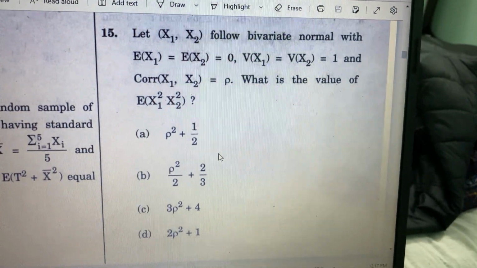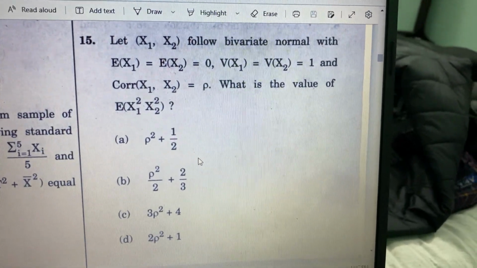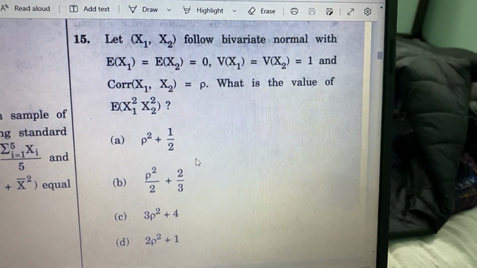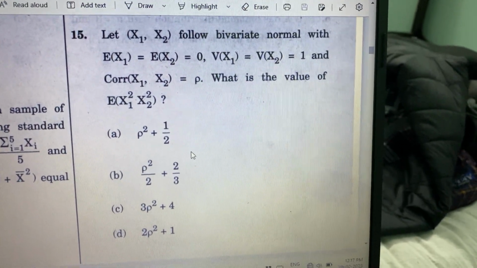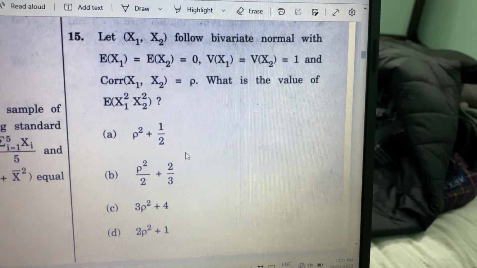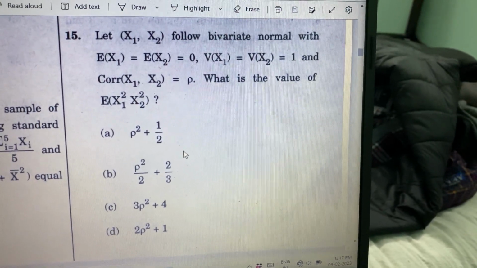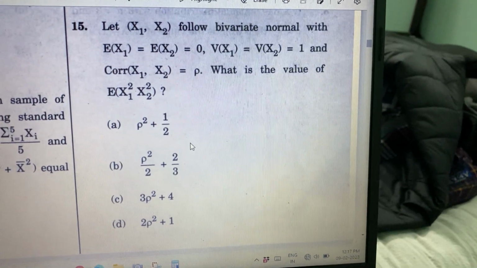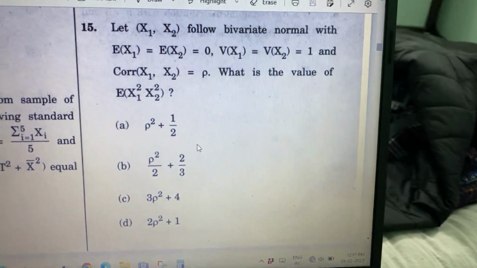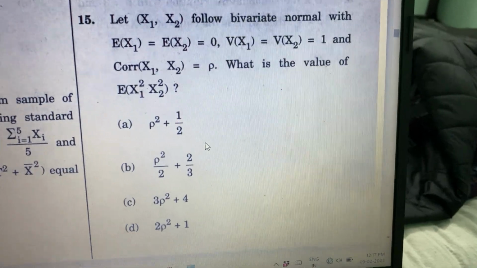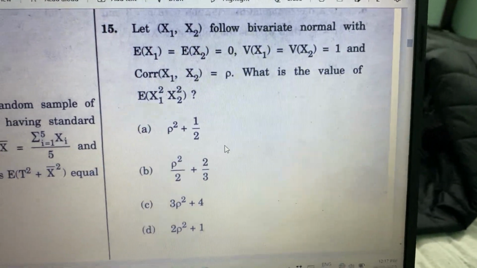We are solving ISS 2022 paper 1, question number 15. We are given that X1, X2 follow a bivariate normal distribution with mean 0, 0, variance 1, 1, and correlation rho, and we need to find the expected value of X1 square X2 square. There are two ways we can do this problem.